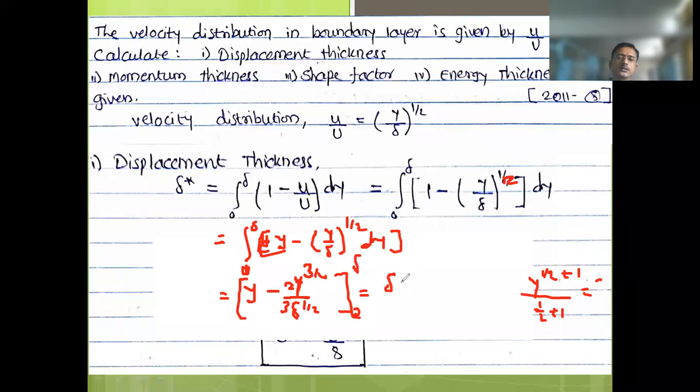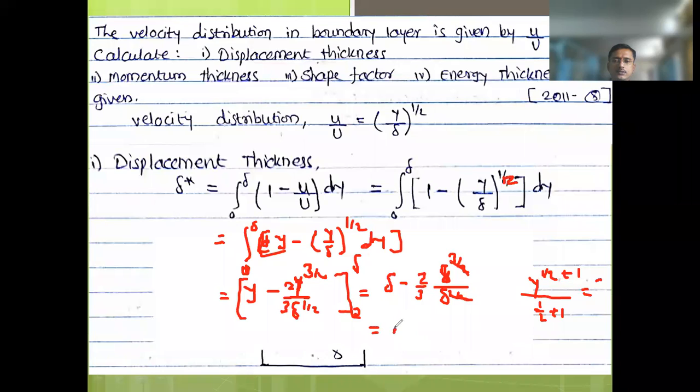We will get del minus 2/3 y raised to 3/2. Y means del now. Del raised to 3/2 upon del raised to 1/2. So this power we can cancel here. We will get del minus 2/3 into del raised to 3. Okay.